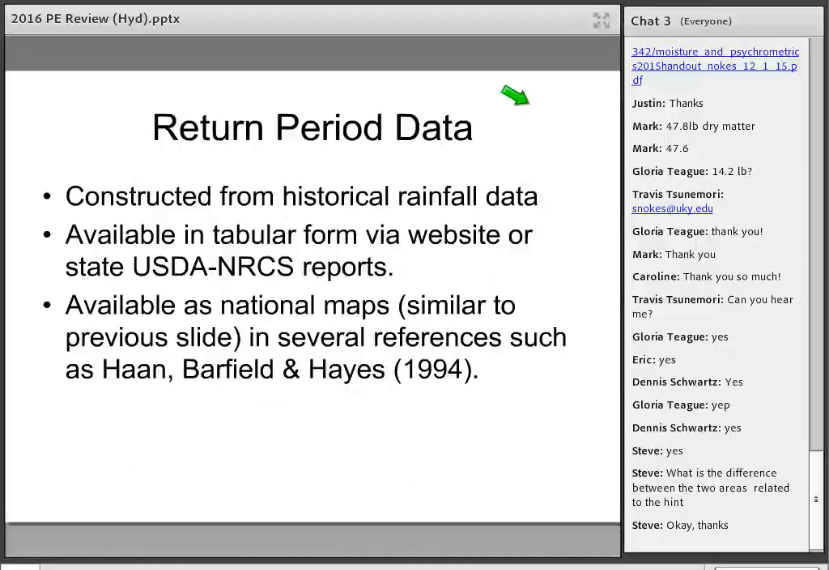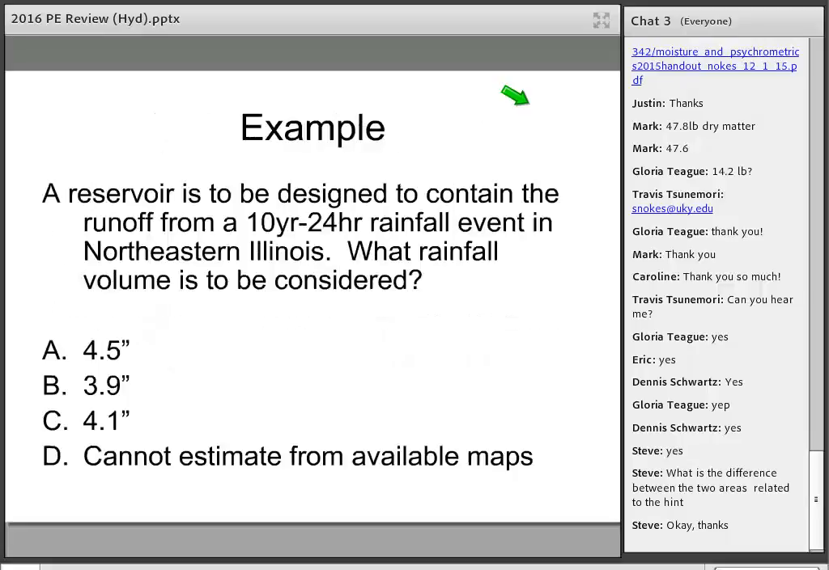Now, what they've done, and we've done this for some smaller watersheds around Champaign-Urbana, it comes from historical weather data, and essentially you do analysis based on the data that's available and run the statistics, and then you can put it together for a specific location. As I mentioned, it's in tabular form on the website or in state reports, and then national maps from various references, which is probably the way you're going to have to access it when you're taking the exam. You're going to need to be familiar with the maps and be able to read off those maps. So that's why I've got an example in here to take a look at that.